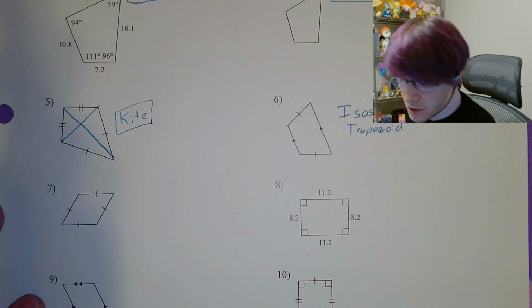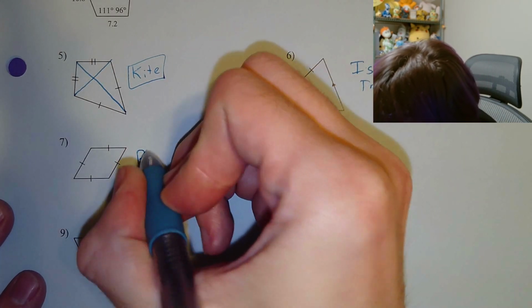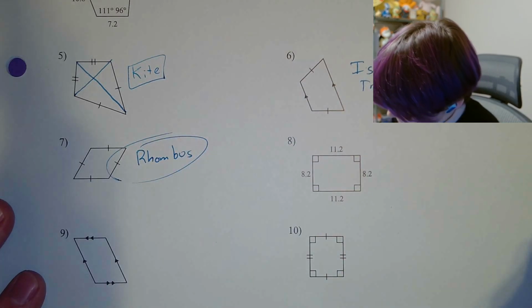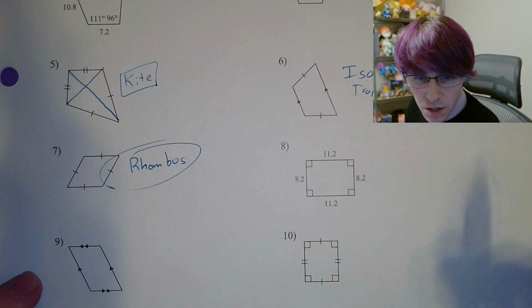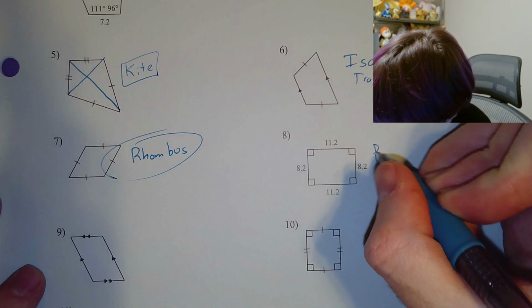And then question number 7. We had already talked about this once before. We had the same exact shape. It's going to be a rhombus. All the sides are the same length. And then number 8, I think this one's nice and obvious. We have 4 right angles. If you got 4 right angles, you got a rectangle.